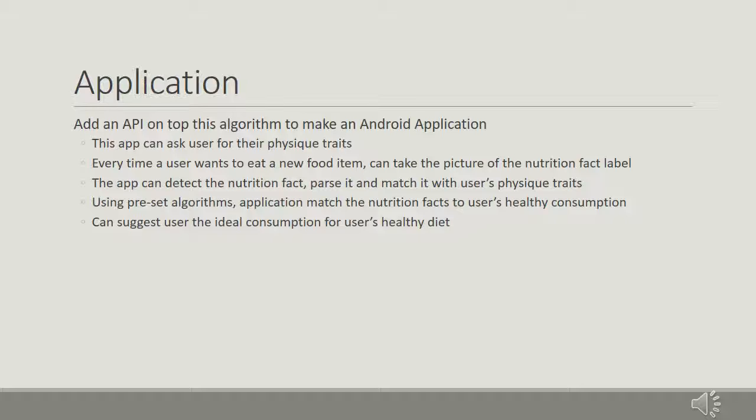So this way, every time a person wants to consume a new item, he can use this application, take a photograph of the nutrition facts, and know what is a good level of consumption of this particular food item for him.